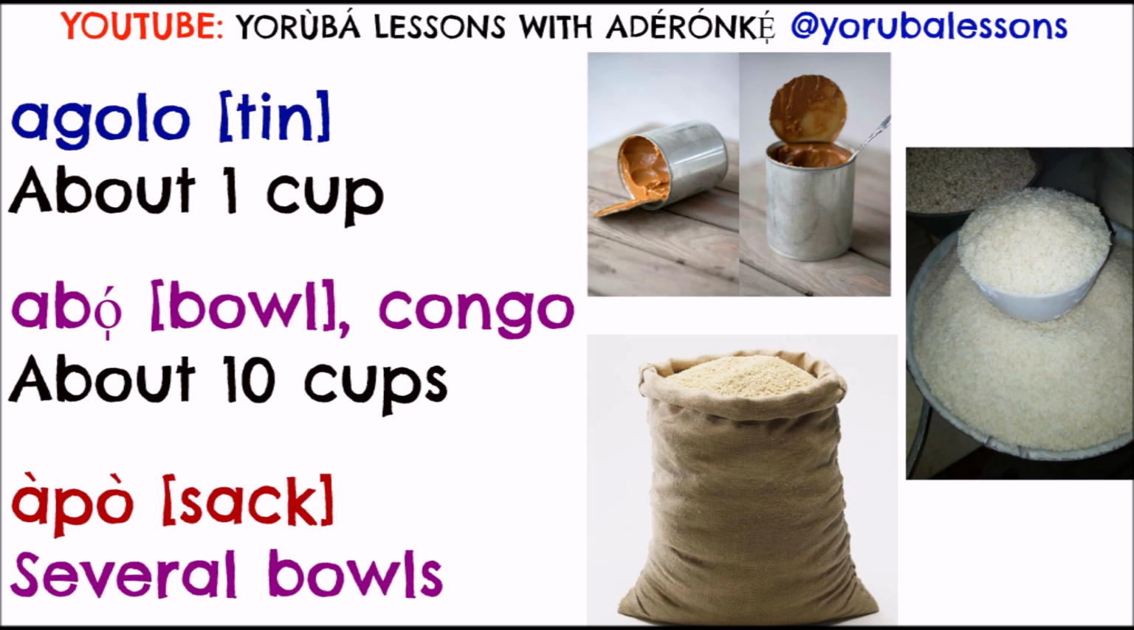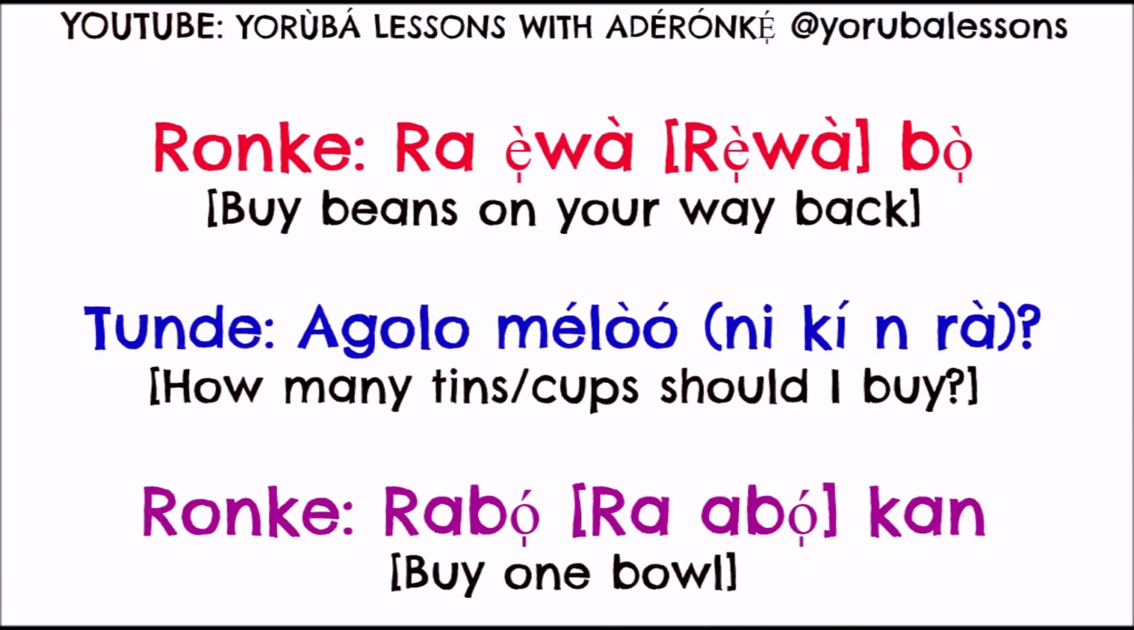The one that has the rice, the white bowl. We also call it Congo. I don't think it's a Yoruba word. But we call it Congo or abo. And it has about 10 cups. And then we have the sacks. It is when you want to store food in the house that you buy the ones in sacks. We call those ones apu, sack. So I'm going to give you an example sentence. Ronke, let's say Ronke is talking to Tunde.